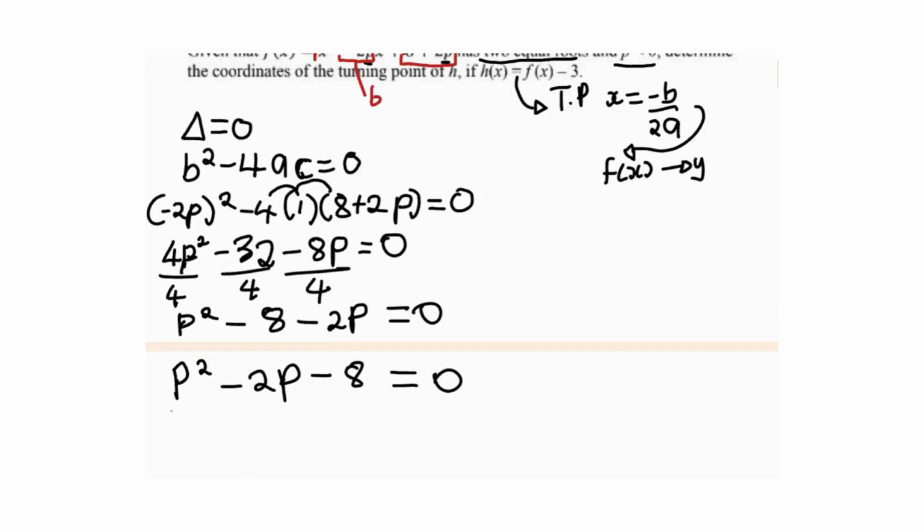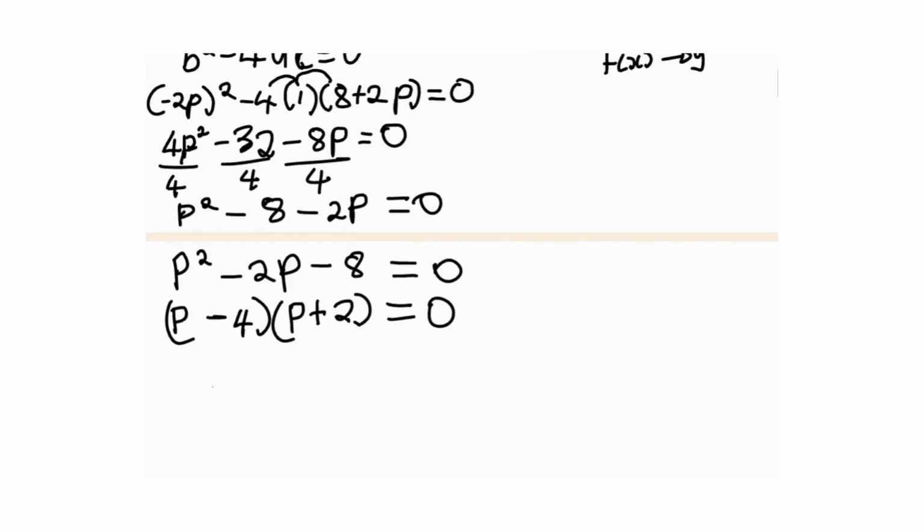Then we can now factorize, guys: the factors of negative 8 that add up to negative 2. That has to be 4 and 2. So we have a 4 there and a 2 there, and then the 4 has to be negative, the 2 has to be positive, equals 0, meaning p equals 4 or p equals negative 2. So remember, we said we are looking for the value of p, but we end up with 2 p values.